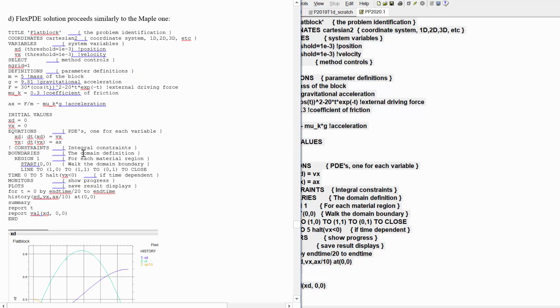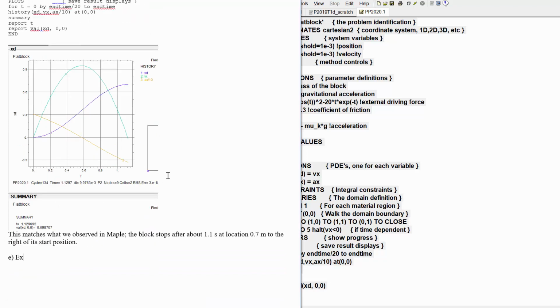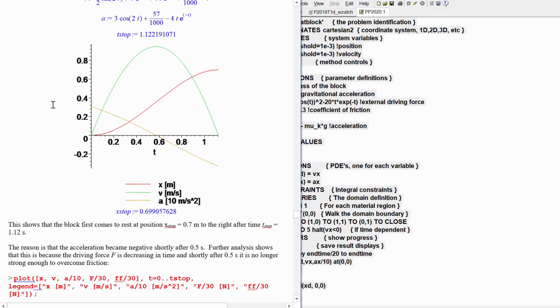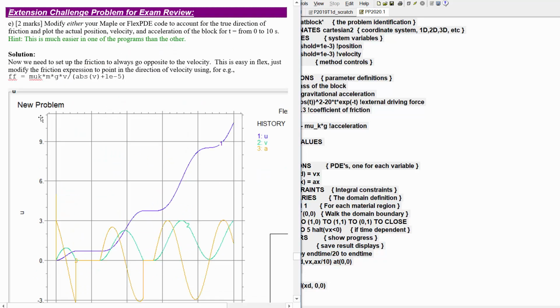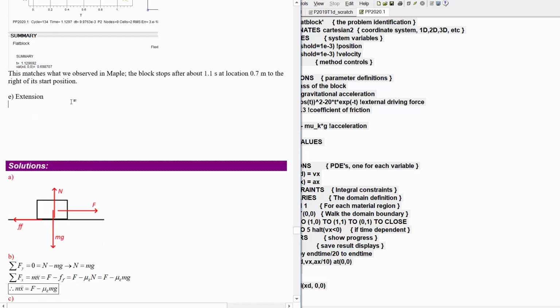So now that we've saved the code and everything, and we could easily come back to this, it might be time to create an extension to this. This is not asked in the main problem here, but it is asked in the separate extension problem. So we can explore this. Modify either your Maple or Flex code to account for the true direction of friction and plot the actual position, velocity, and acceleration for t from 0 to 10.